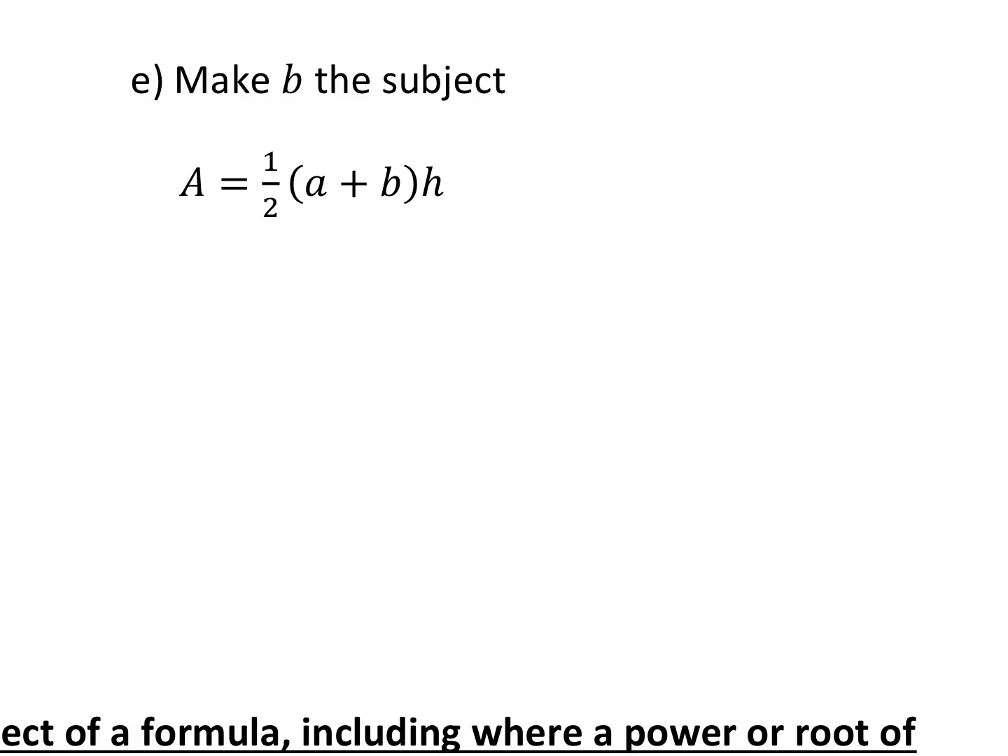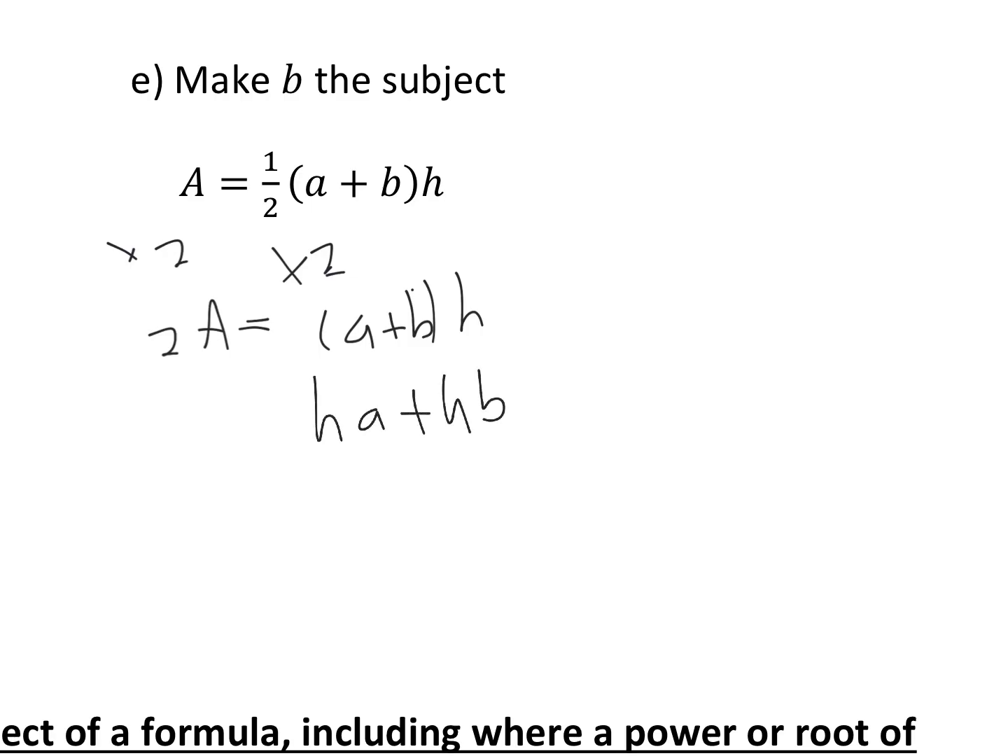Part E, we have to make b the subject. So there's a lot going on here. I would just like to quickly get rid of that half by just doubling. If you double the left, you've got 2a, and if you double the right, you'd have a plus b. And then there's an h at the end, which means that the bracket is multiplied by h. We're used to having the h in front of the bracket, but it's the same thing. It'd be h times a, which is ha, plus h times b, which is hb, and that's equal to 2a.